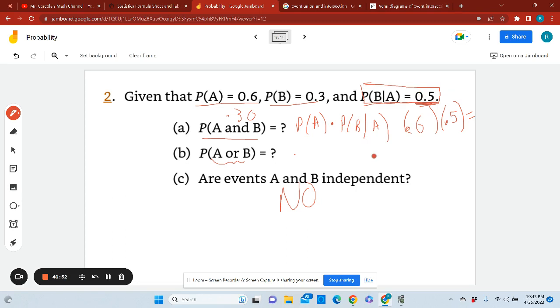Okay. So let's see. We would have to do 0.6 plus 0.3 minus the probability of A and B. What did I say? Oh yeah, we already figured that out, right? So minus the 0.3 for the probability that they both occur, right?